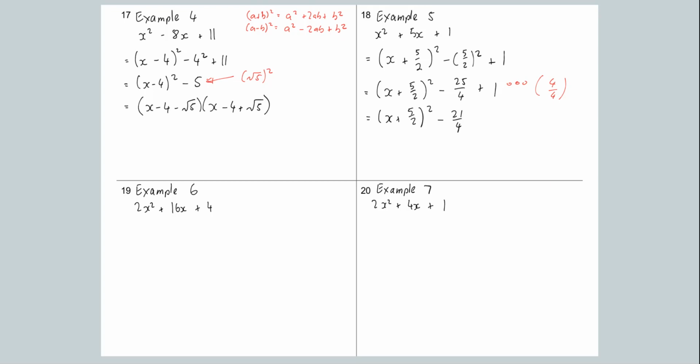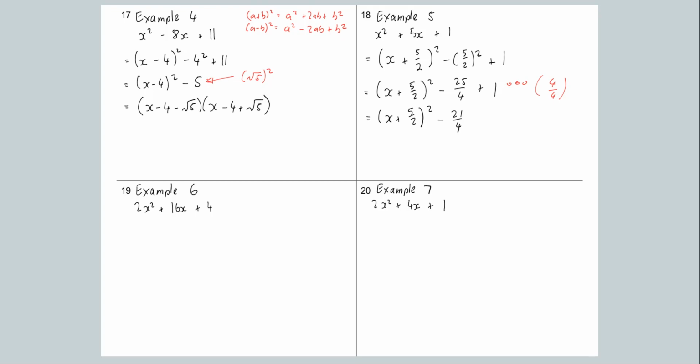Example 6. Again, pause, think about it. What makes it different? Can you see a way you could solve this? All right, you might have seen that we now have a number in front of x squared. So in other words, a is not equal to 1. So we can still solve this. We can still do it.